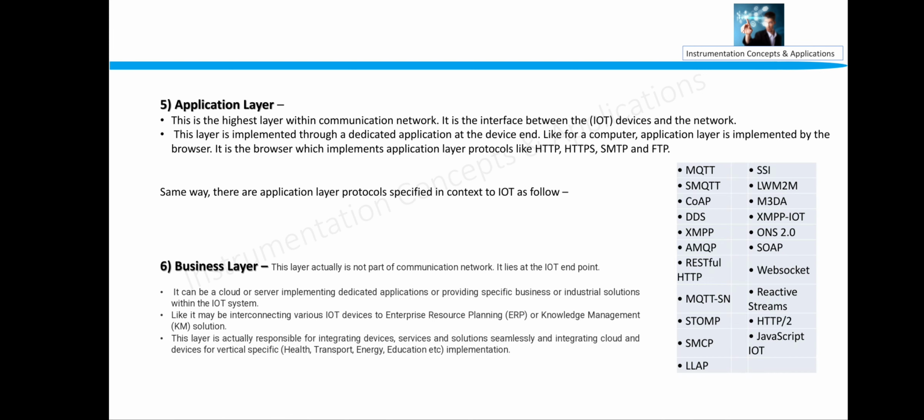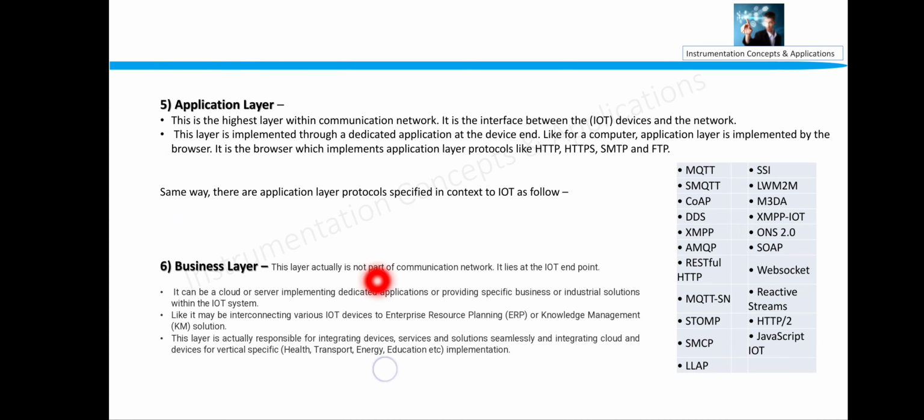Fine. We can see the application layer. This is the highest layer within the communication network. It is the interface between the IoT device and the network. And some of the application layer protocols are these ones. We can refer to HTTP and JavaScript IoT. With HTTP, you can call any server on a direct web link, that is the HTTP web link of the server. So that is actually the application layer.